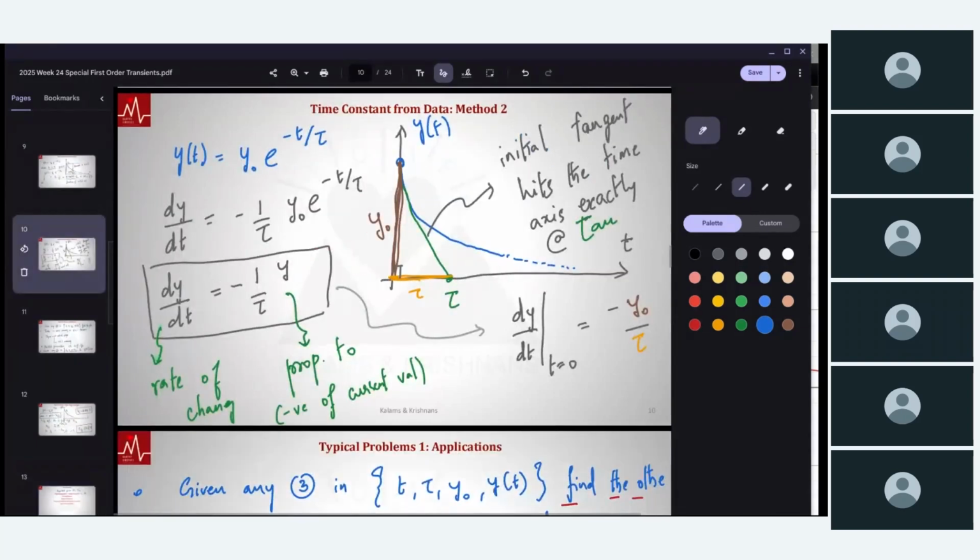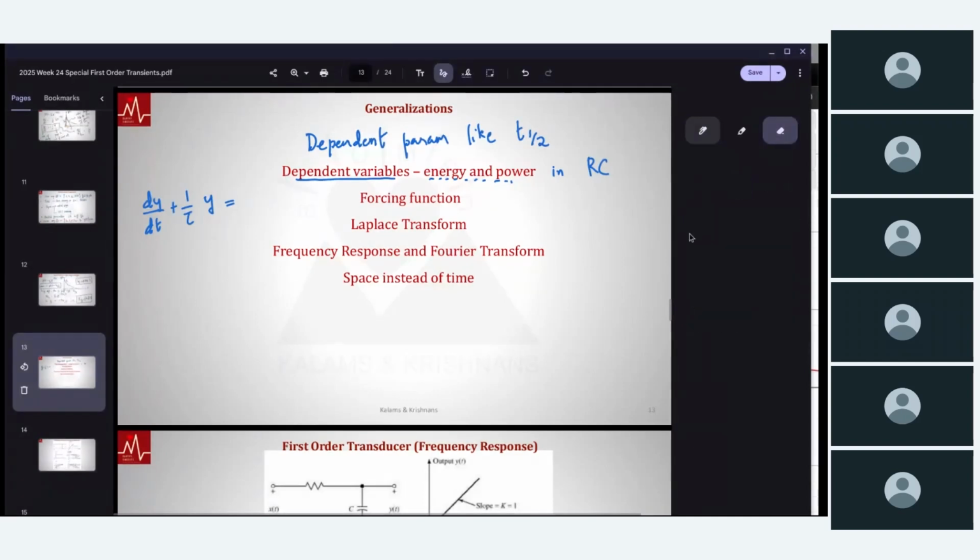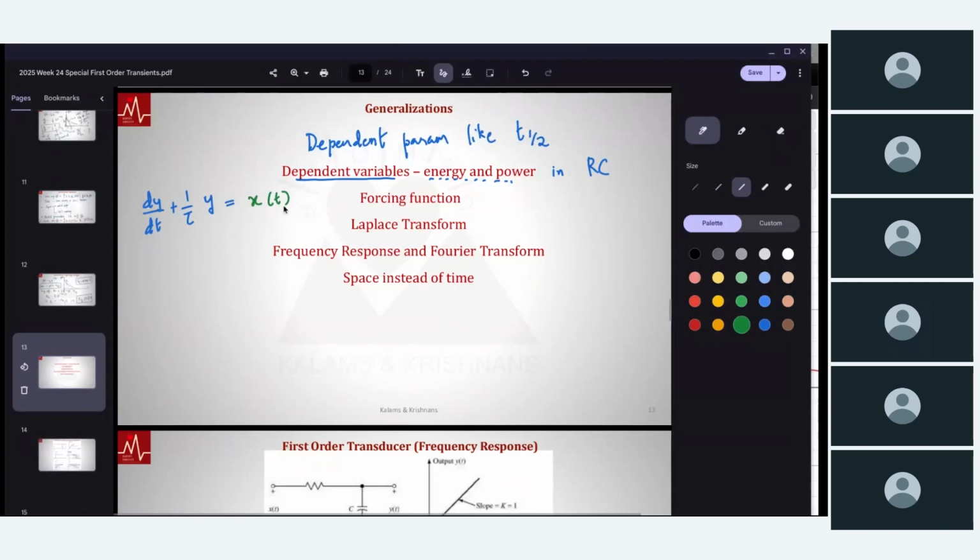dy by dt plus 1 by tau y equals 0. The equation that we saw is dy by dt plus 1 by tau into y equals 0. On the right-hand side, you can have what is known as a forcing function, x of t. Because x of t is 0, on its own the system decays, but you can apply an external voltage or external force that is time varying. What happens in that case? You have a forcing function. Typically a step function; the Heaviside step function is the bare minimal thing you need to know.